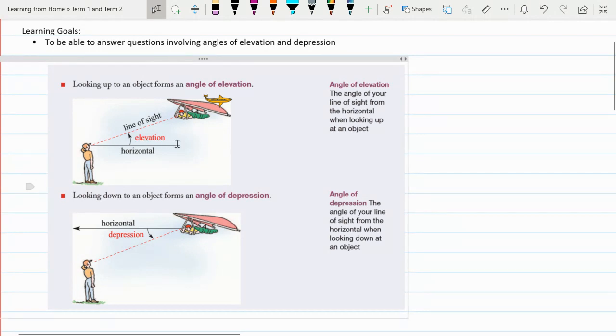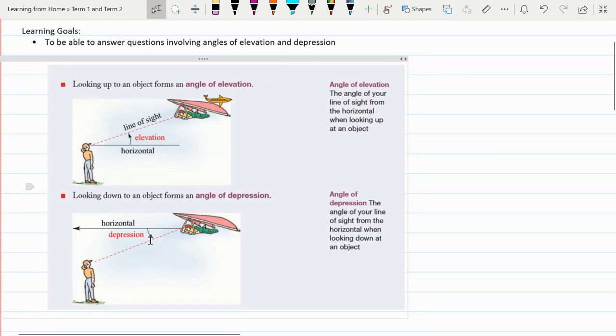So imagine you're staring straight ahead, and then if you have to look up at someone in a hang glider, for example, the angle that you move your head through, that's called the angle of elevation. If you're the person in the hang glider and you were looking straight ahead, then you would be looking down at the person on the ground, and so you would be looking at an angle of depression.